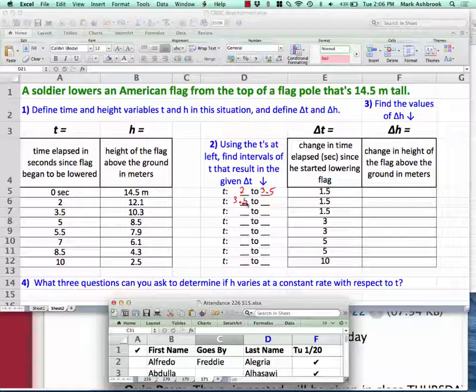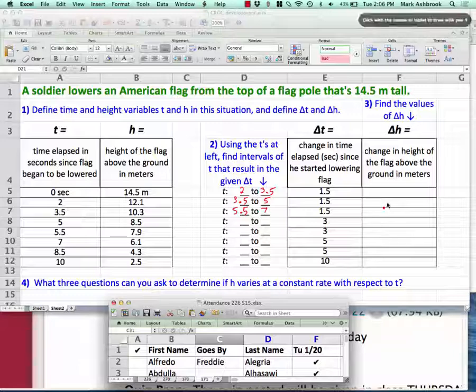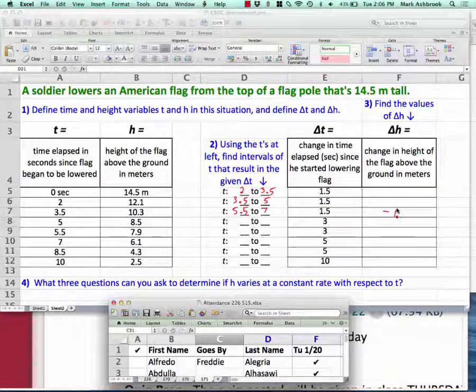5.5 to 7. Becca wants to do the next one. What did you say, Becca? 5.5 to 7. There are others. There are many others. These are 3 possibilities. Okay? And so, Becca, to keep going, what'd you get for the change? So 5.5 to 7, what'd you get for the change in h? Negative 1.8. She got negative 1.8. Did you do either of these other 2? Did you do these? And you got negative 1.8?